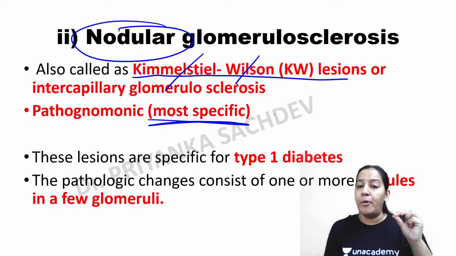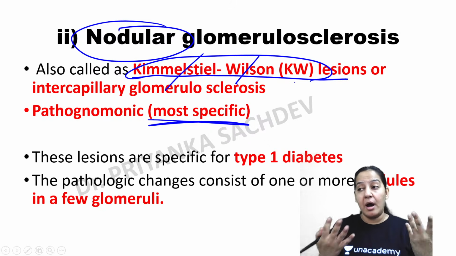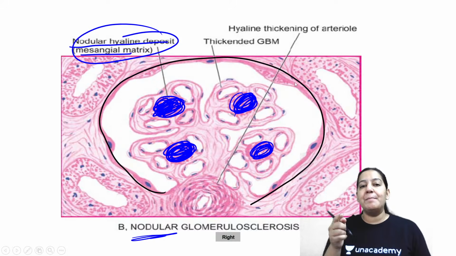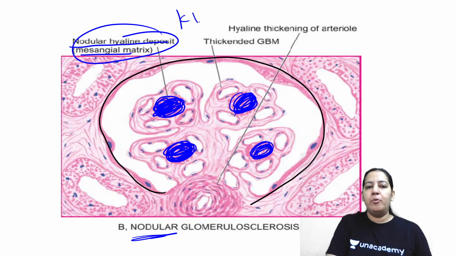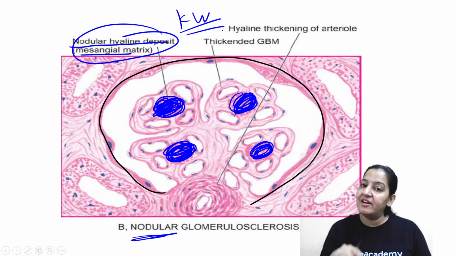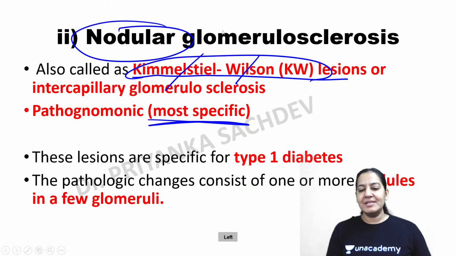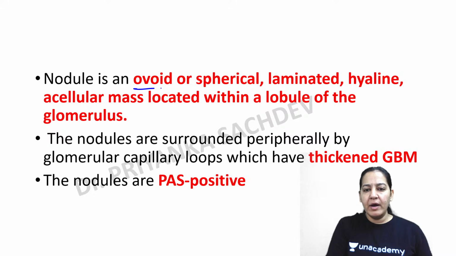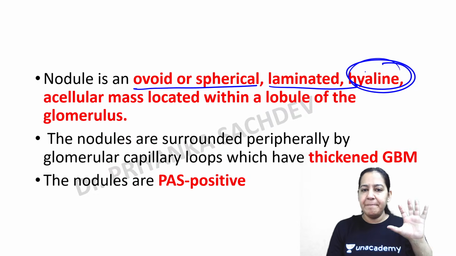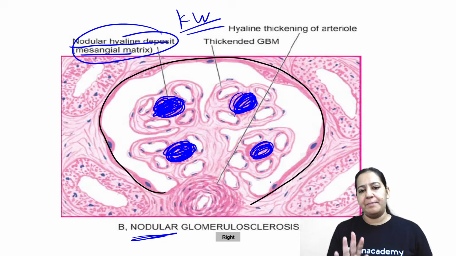So it's very, very important. Many MCQs come on this. Kimmelstiel-Wilson kidney. The name of the disease is very catchy. So what is Kimmelstiel-Wilson disease? KW kidney. This one is nodular glomerulosclerosis seen in diabetes mellitus. So that is KW kidney. You got my point? What is happening here? Here, oval or spherical laminated circles of hyaline are formed in the mesangium. That's why these are PAS positive.